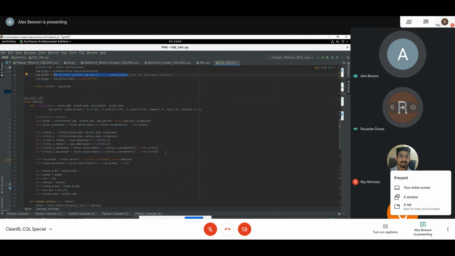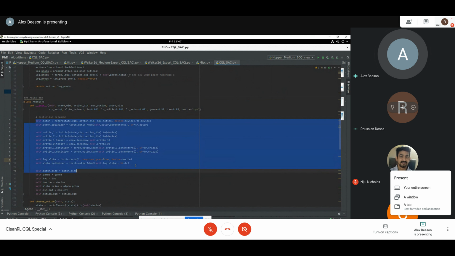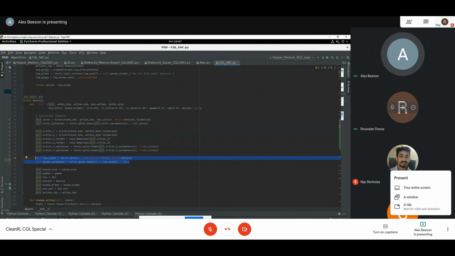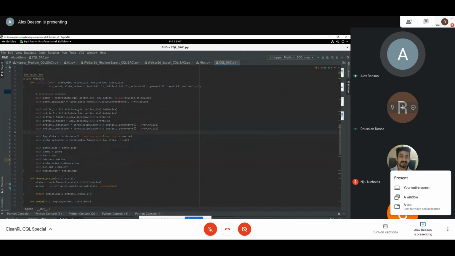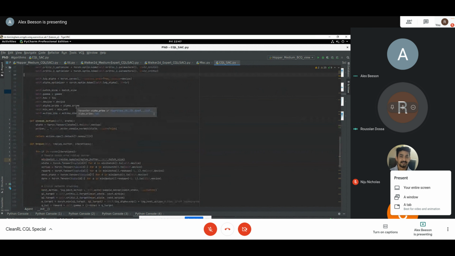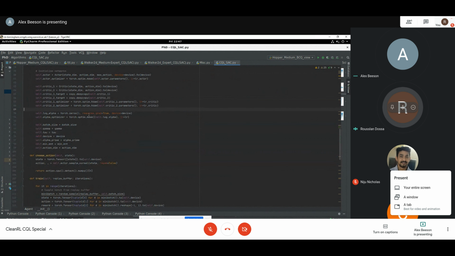So I initialize the networks. This is the auto tuning of the entropy parameter. So that's just starting it off as 0. Now there is alpha and alpha prime. So let's pay attention.